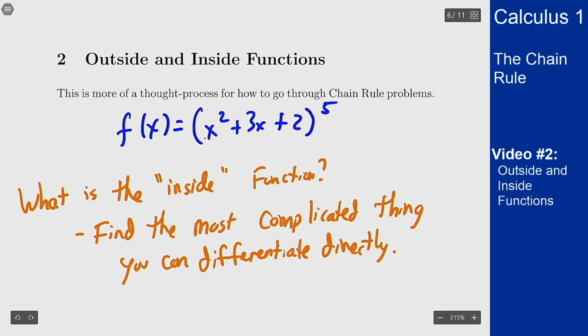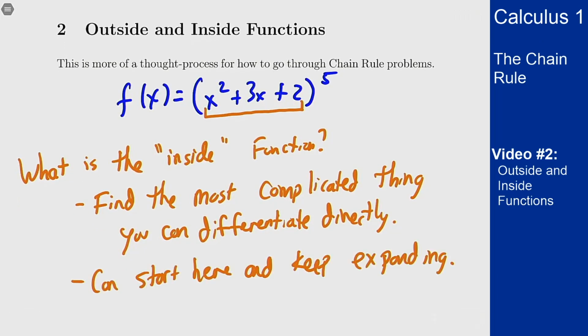So for instance, we see this in here. I can differentiate directly, and if I were to expand any further out, I then would not be able to, because then there's something like to the fifth outside, and that's something that requires a chain rule to solve. So you can try to break down these problems by starting from the inside and working your way out, where you sort of pick the most complicated thing and keep expanding from there.